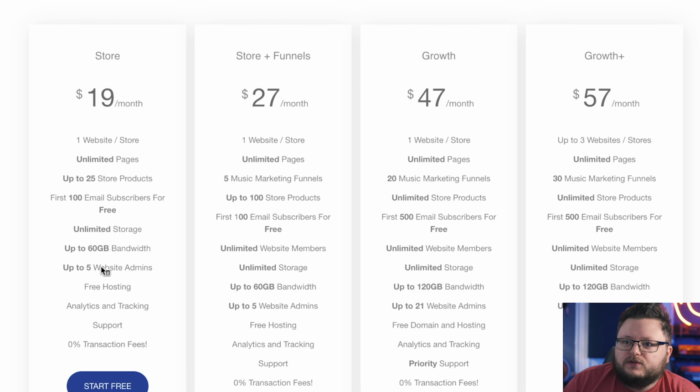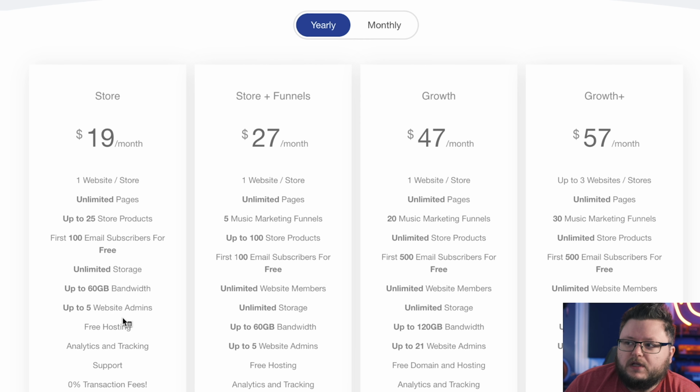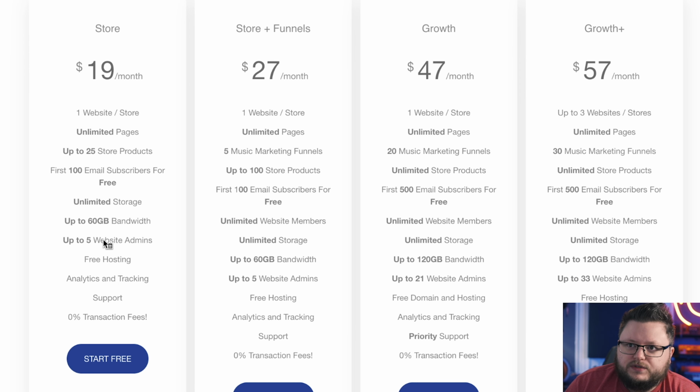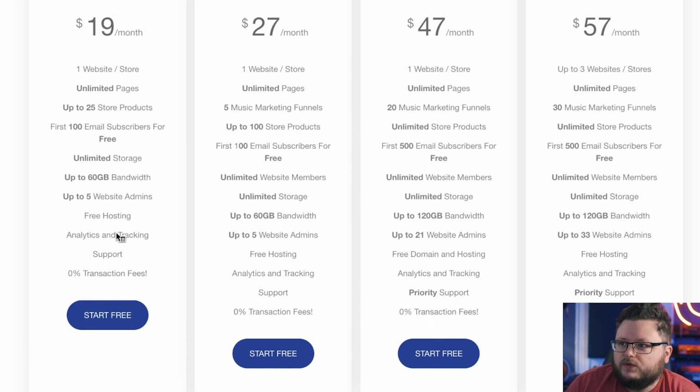Now, working down, there's 5 website admins. So you could have everyone in your band be an admin to your site. You're not paying for hosting. That's just included with your plan. You get analytics and tracking. There is support, and there's 0 transaction fees.